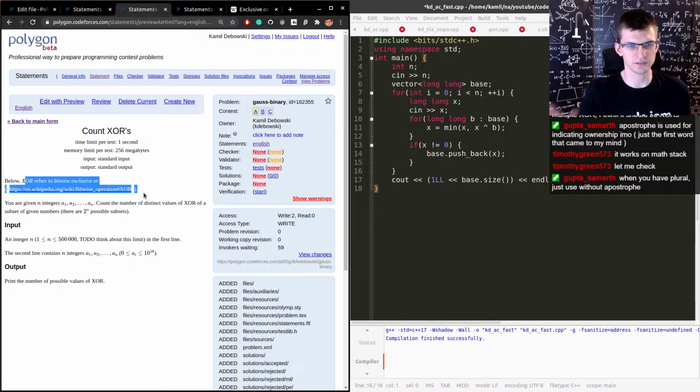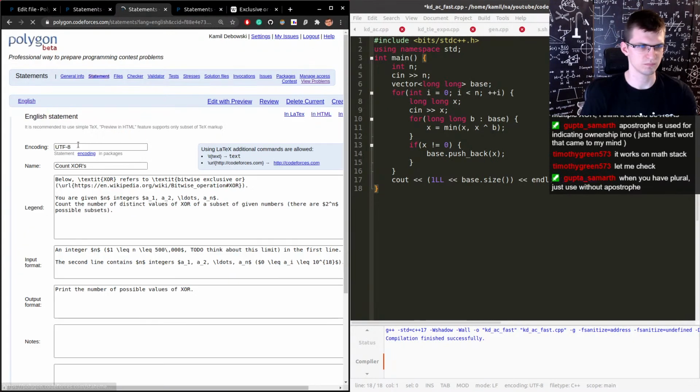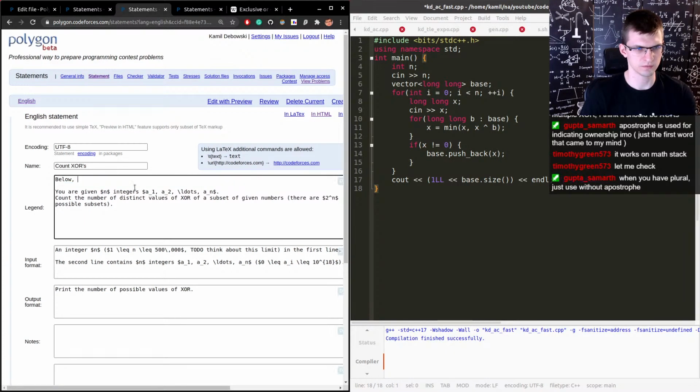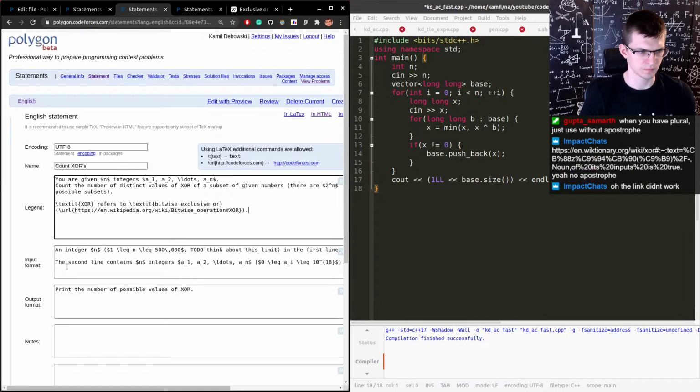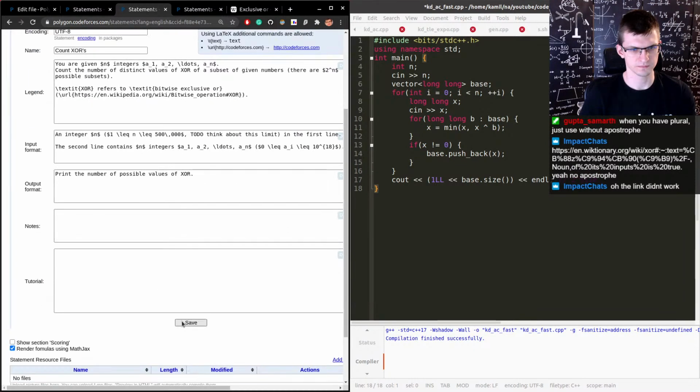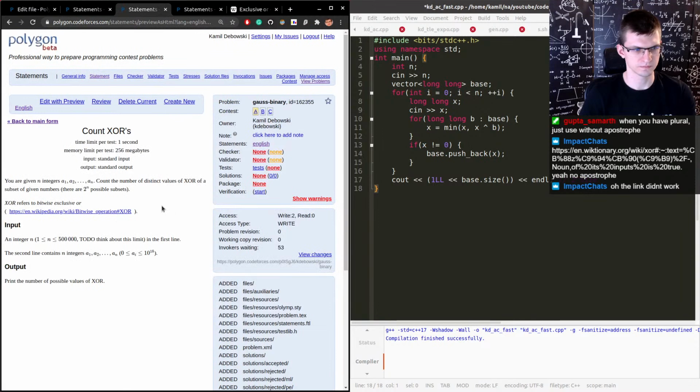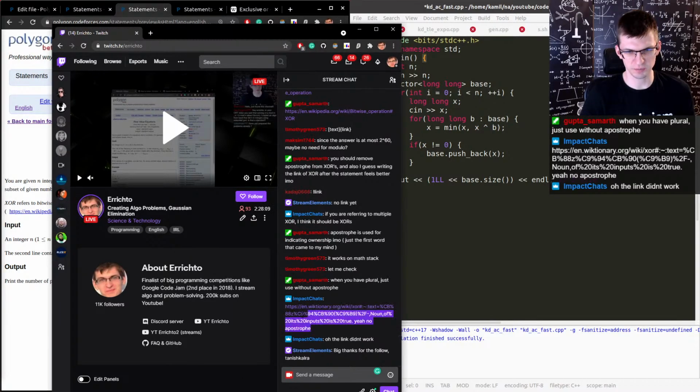So you're saying that this should go after the main paragraph? Number of distinct values of XOR of a subset of given numbers. Sure, I can put it below. No apostrophe. Okay, thank you, chat. The link didn't work? Yes, it did not. Oh, you mean the one from the chat? I can copy paste the whole link. So whenever I see this messed up link in the chat, I just mark the whole thing, copy paste it, and it works.